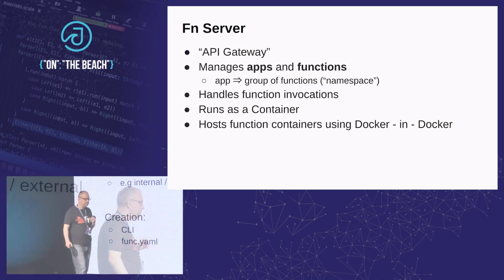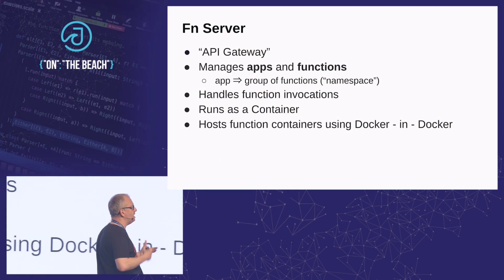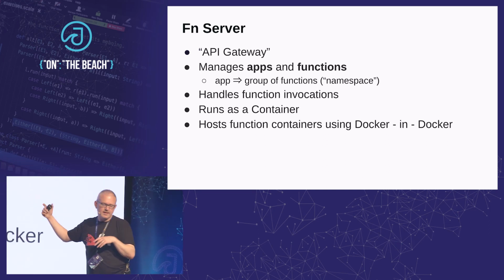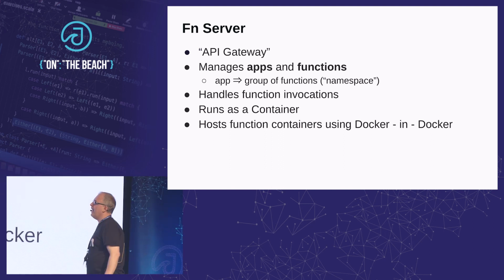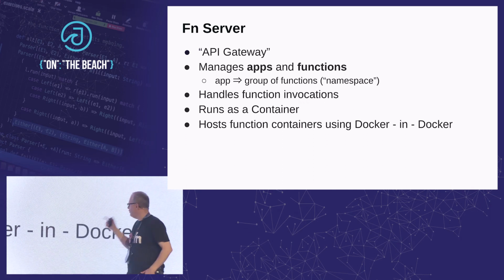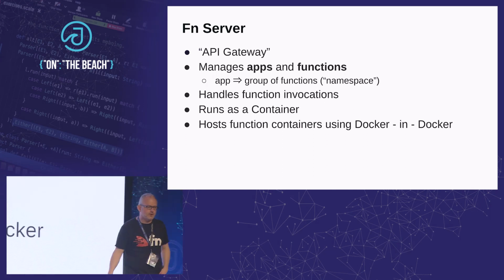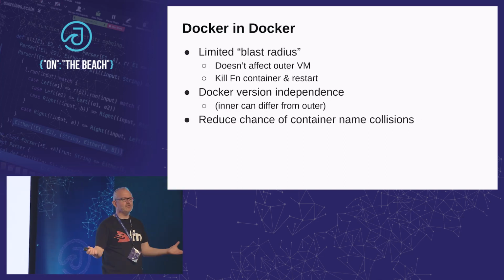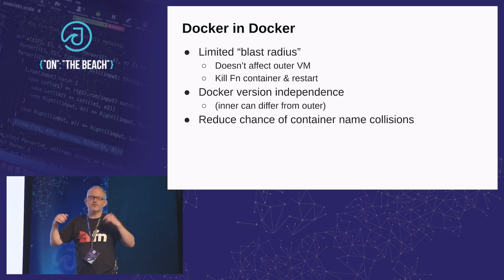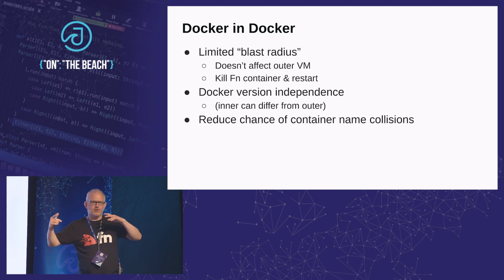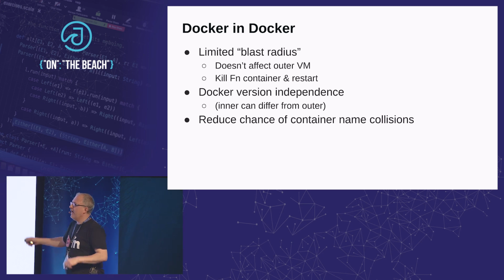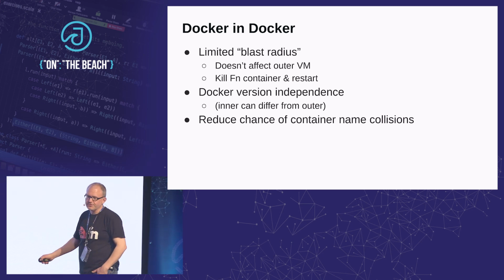The FN server is the API gateway, so it manages the apps and functions, and as I said, the app is basically a namespace for a bunch of functions, and it handles the function invocations. It itself runs as a container, and it hosts the function containers using Docker in Docker. That means that if something goes wrong, we've limited the blast radius, we don't affect the outer VM. It also means that we're not so dependent on what the Docker version is in the host environment, because we can have a different Docker version on the inside. And it reduces the chance of container name collisions.